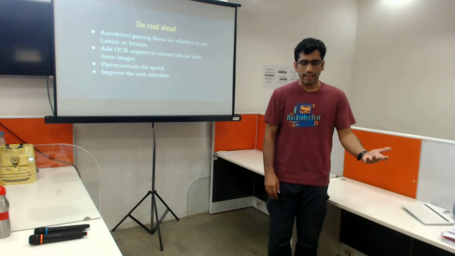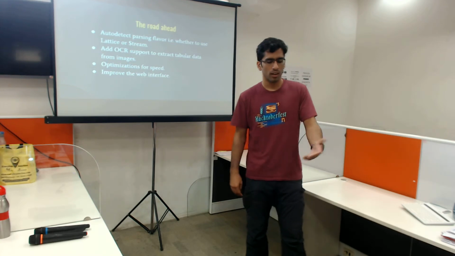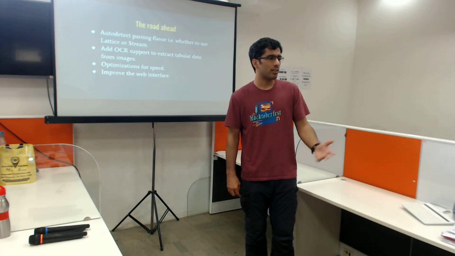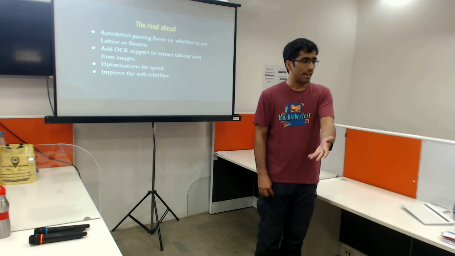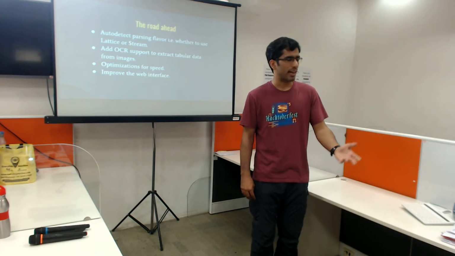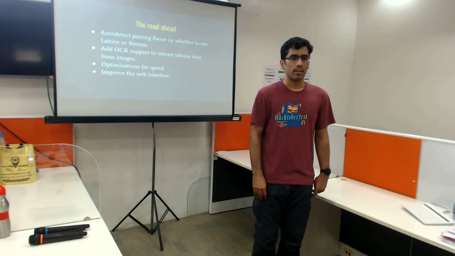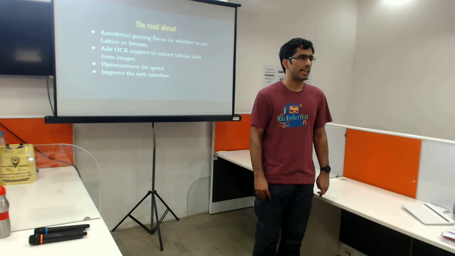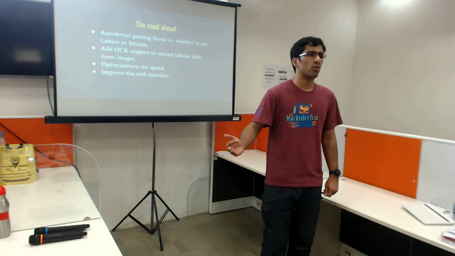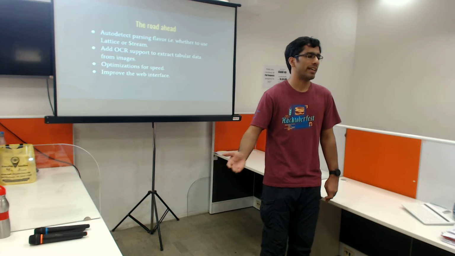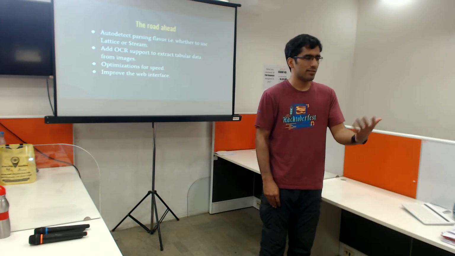So this is the road ahead. I still have to implement an auto detection thing where you don't have to specify any flavor. Camelot automatically detects what flavor to use. I have to add OCR to extract table data from images because right now it only works on text-based PDFs. And a lot of open data is still trapped inside images. So it would be like a Google Lens kind of a thing for PDFs, or PDF tables. And there are still optimizations for speed needed.